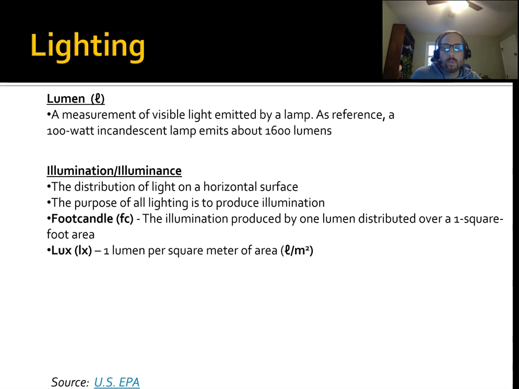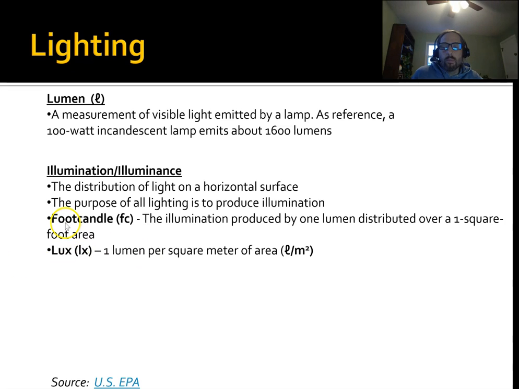So illuminance or illumination is how bright a surface is. So that tells you how many lumens per square meter, or lumens per square foot, are hitting a surface. So it's how bright a surface is. And this is a really common measurement that lighting designers and energy auditors will use to see is it bright enough in the room, basically.